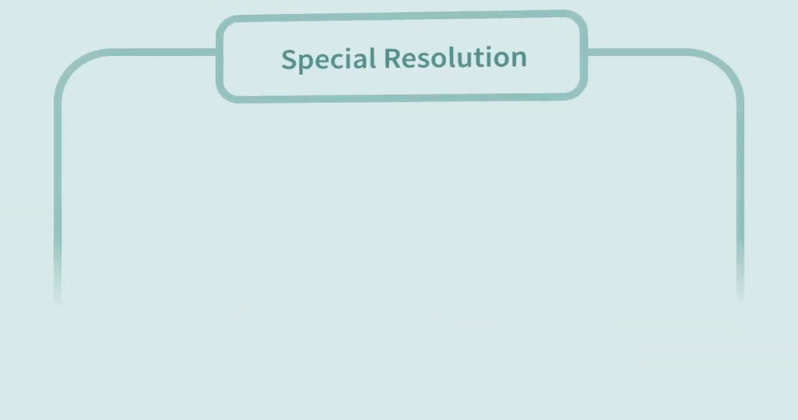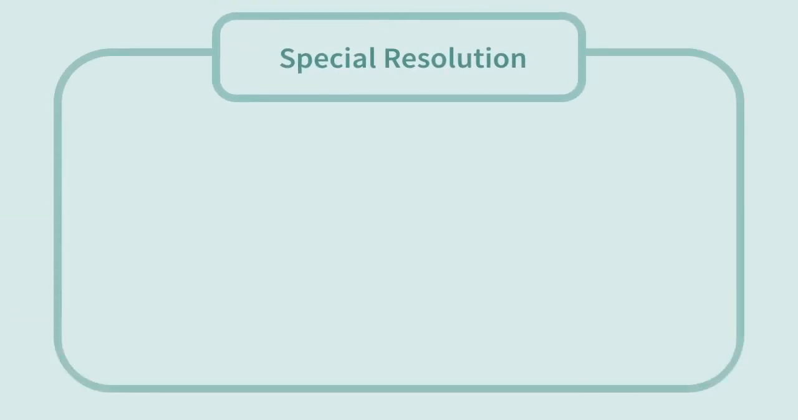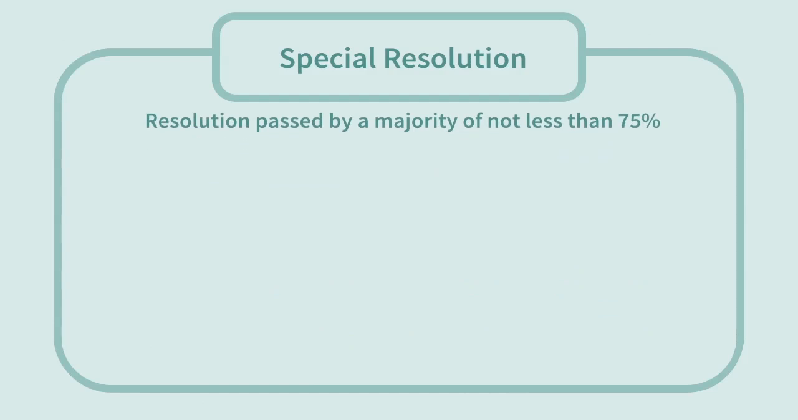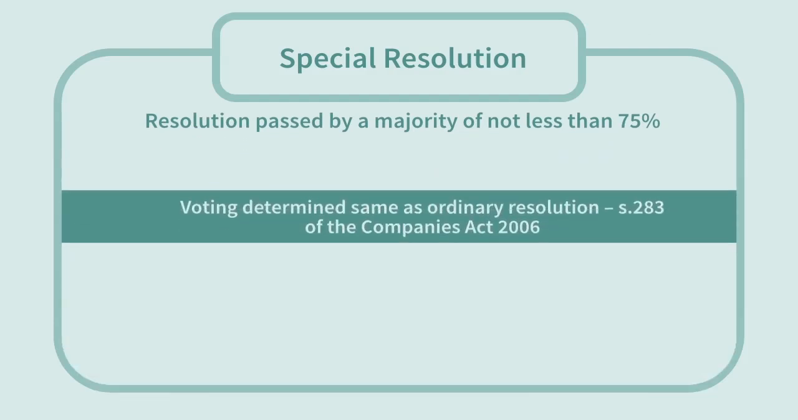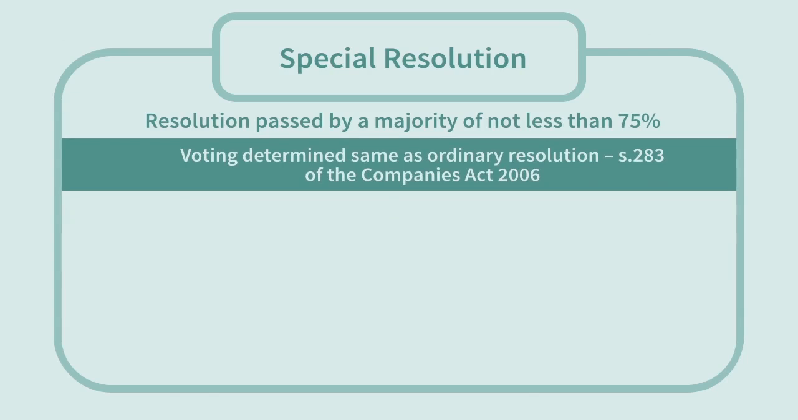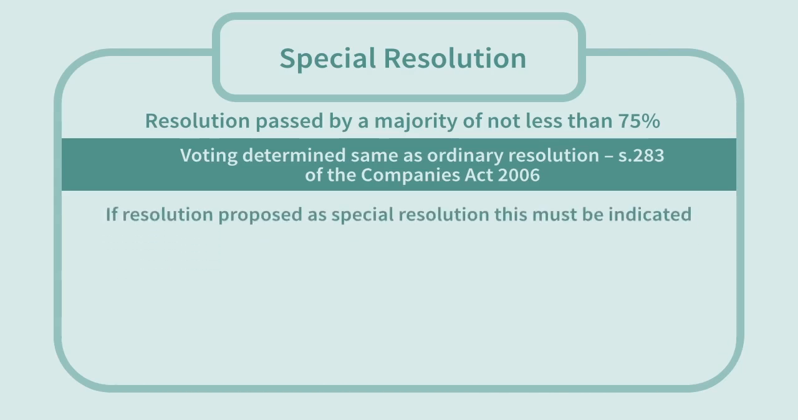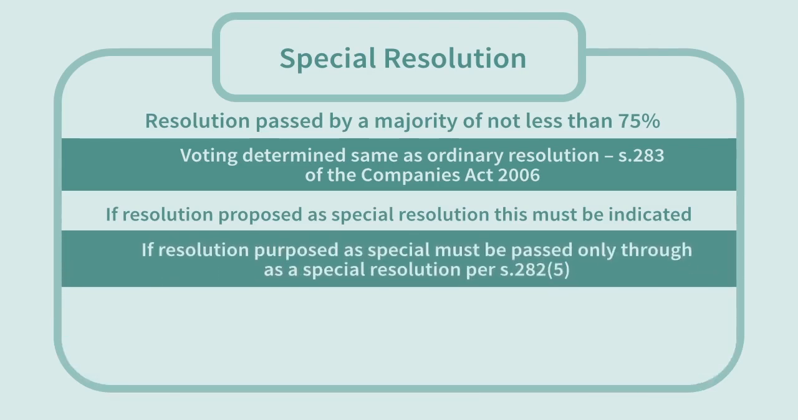A special resolution of the members, or of a class of members, of a company means a resolution passed by a majority of not less than 75%, determined in the same way as for an ordinary resolution, as per Section 283 of the Companies Act. If a resolution is proposed as a special resolution, it must be indicated as such, either in the written resolution text or in the meeting notice. Where a resolution is proposed as a special resolution, it can only be passed as such, although anything that may be done as an ordinary resolution may be passed as a special resolution, as per Section 282, Part 5.